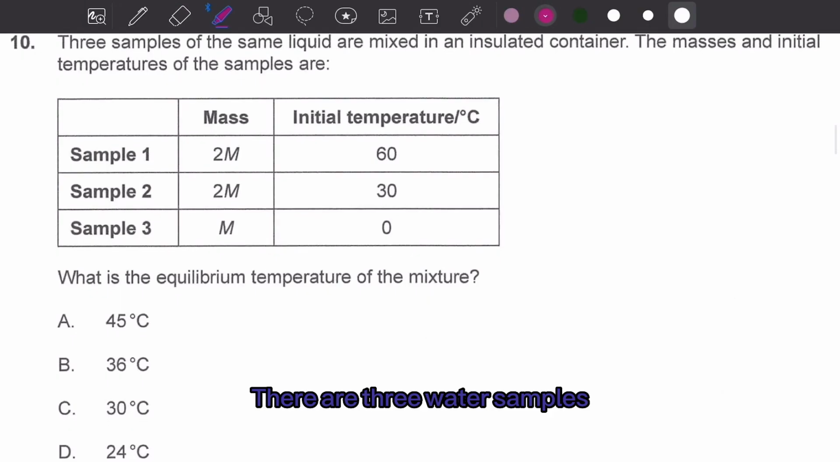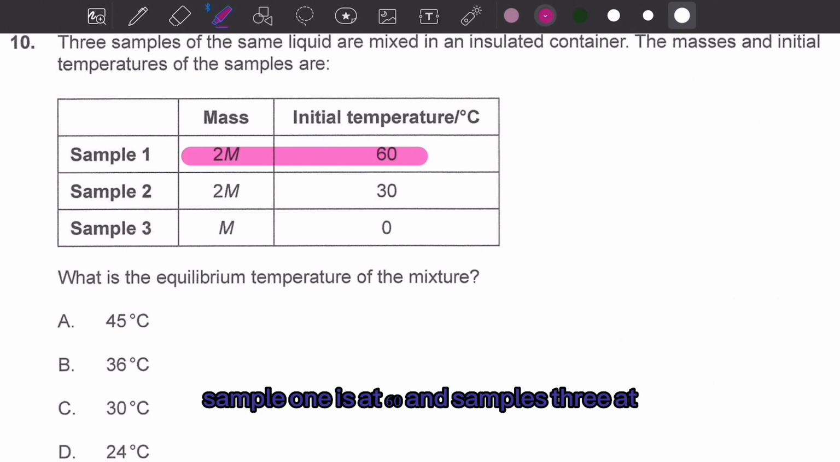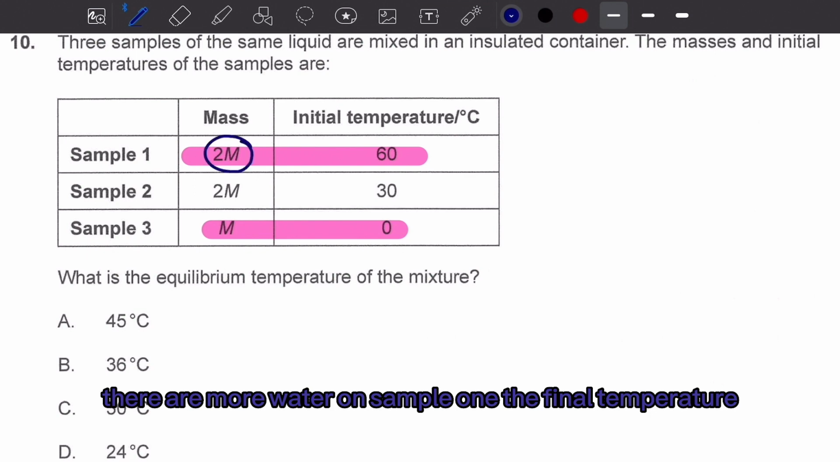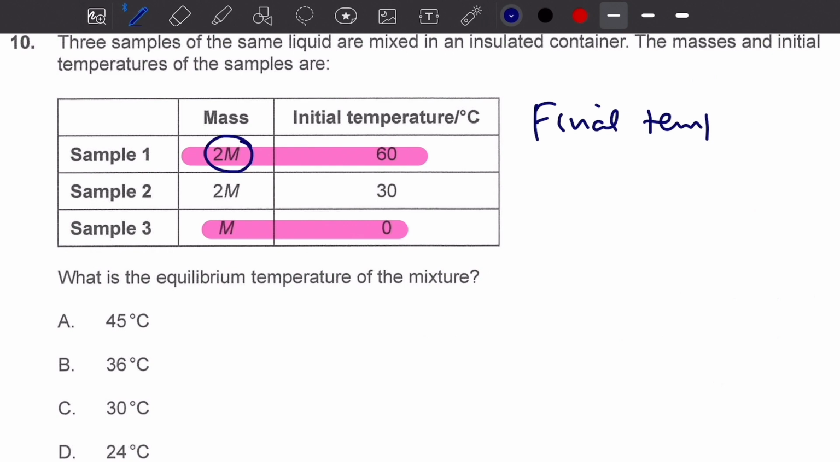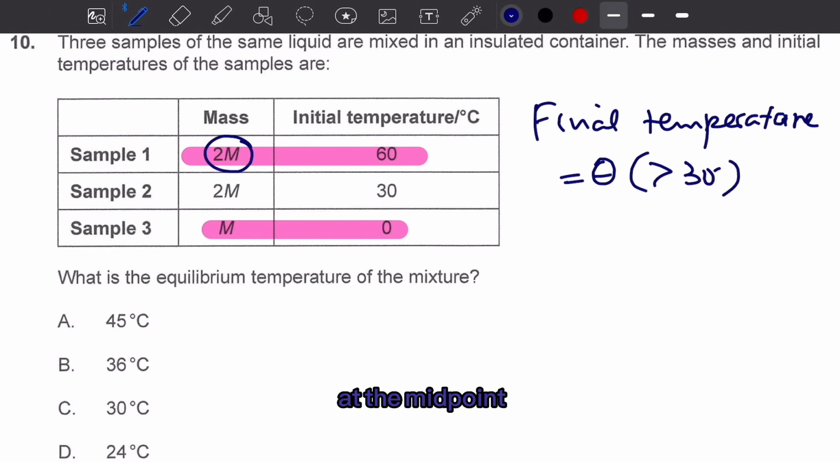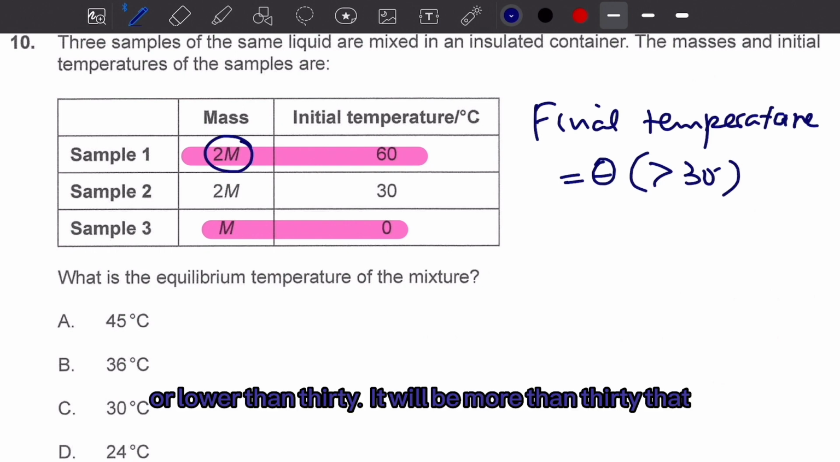There are 3 water samples. Sample 1 is at 60 and sample 3 at 0. So we have to understand that, as there is more water in sample 1, the final temperature theta has to be more than 30. It won't be at the midpoint or lower than 30, it will be more than 30.